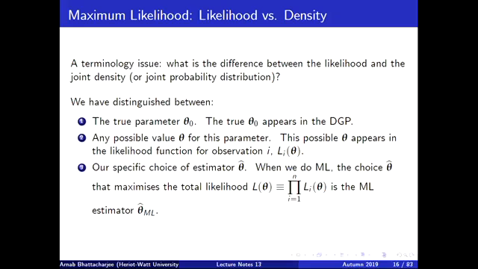Because we are in an independent world, sorry, I'll shut down the volume here. Because I am in an IID world, this is just a product of Li theta over all the n observations. Suppose I could maximize this, then that would give me the maximum likelihood estimator, theta hat ML.